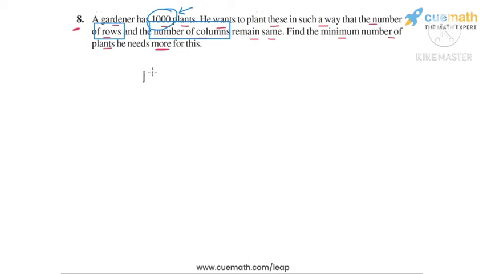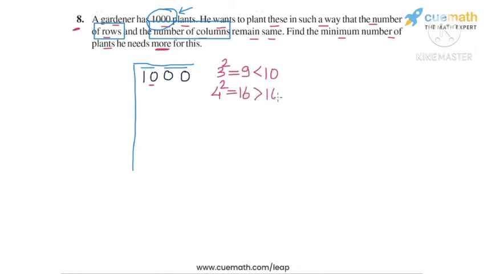To do that, let's apply the division method of finding square roots to the number 1000, and let's put bars over pairs of digits like this, and let's start applying the division method. Okay, now for the first step, we need to find the largest possible digit whose square is less than or equal to 10, and that digit is 3, because 3 square is equal to 9, which is less than 10. But if you take the next digit, that's 4, and 4 square is 16, which exceeds 10. So we will take 3 as the first divisor and also as the first digit in the quotient, and 3 into 3 is equal to 9.